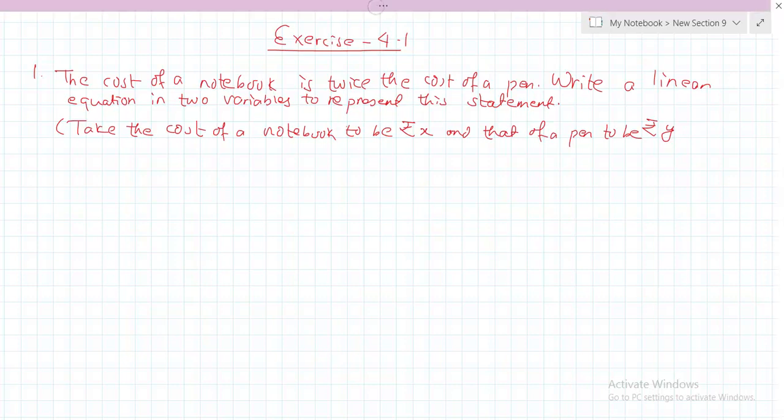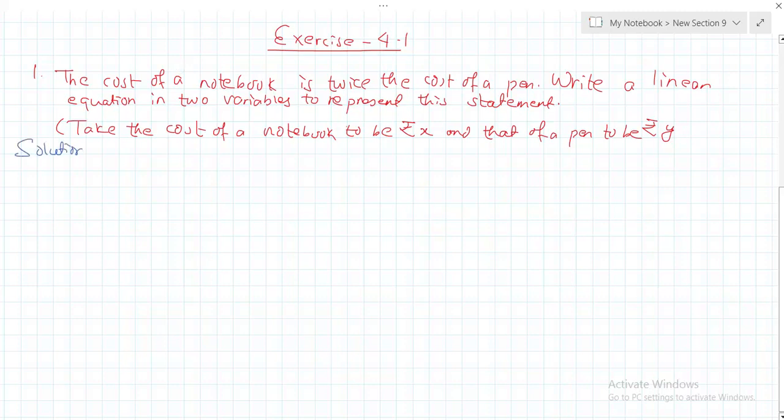Okay, so look at this question. In question number 1 it is stated that the cost of a notebook is twice the cost of a pen. Write a linear equation in two variables to represent this statement. Suppose the price of a pen is 20 rupees, then the cost of the notebook will be 40 rupees, double that of the pen. You are asked to write the linear equation to represent this, and it says to take the notebook cost as x and the pen as y.